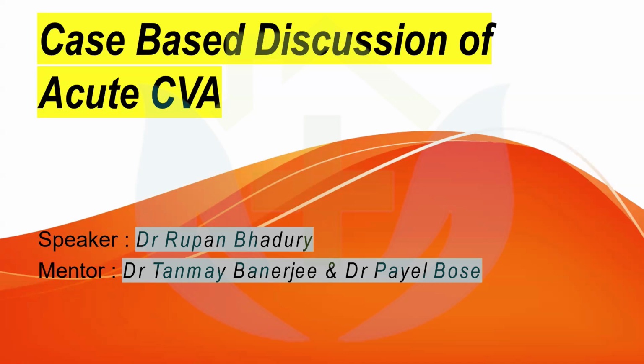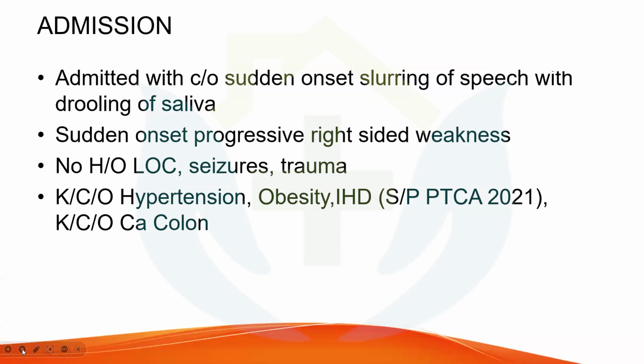Very good evening to all my respected teachers already present here. My case today is on acute CVA. So let's begin with the case now. The patient is a 20-year-old male who was admitted with complaint of sudden onset slurring of speech with bleeding of saliva. He had sudden onset progressive right-sided weakness. There was no history of loss of consciousness, seizures or trauma. He is a known case of hypertension, obesity, and ischemic heart disease. PTCA was done in 2021. A known case of CA.